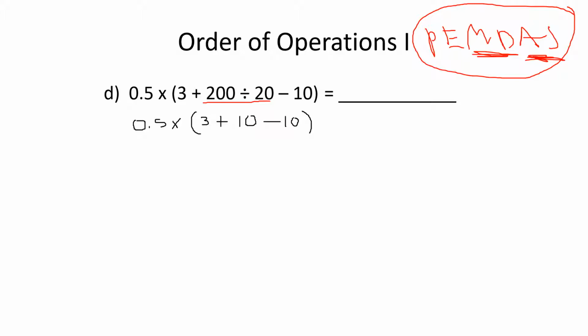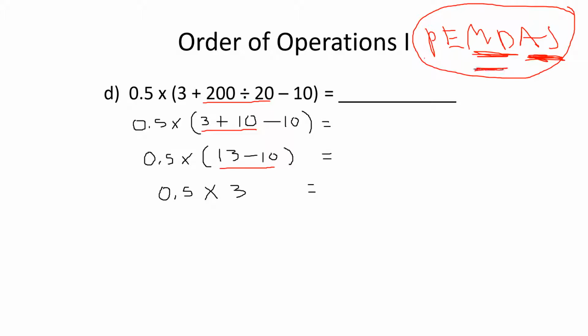Alright, so now within the parentheses, we can do addition and subtraction left to right. So we've got the 3 plus 10, and then the 13 minus 10. And then our parentheses are gone. So now we go back. No more parentheses, no more exponents. We're back to multiplication and division left to right.